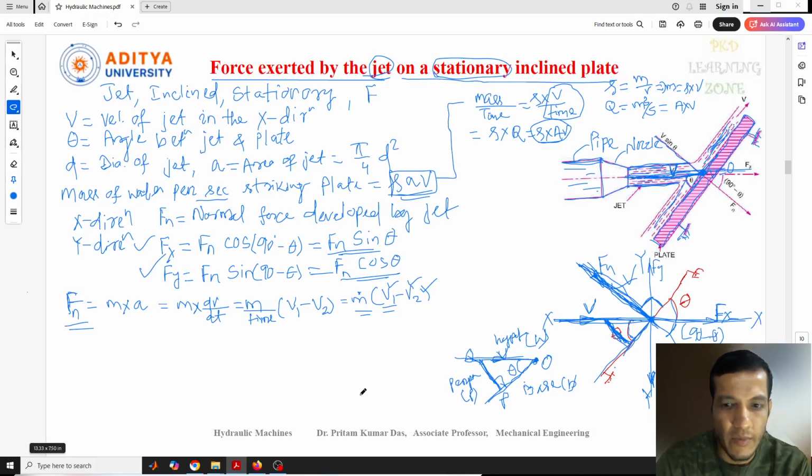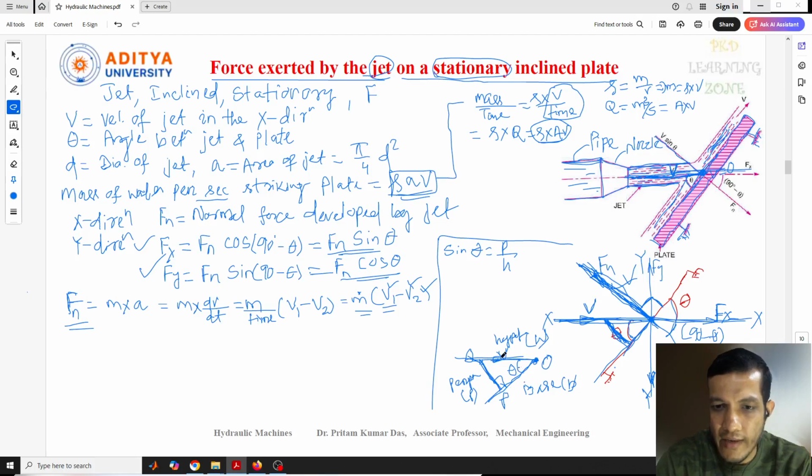Now here, as per this concept, let me write: we know that sine theta equals this perpendicular by this hypotenuse H. And similarly, if I calculate cos theta, here I need to consider the base of the triangle with respect to the hypotenuse. So hypotenuse always will be there in this.